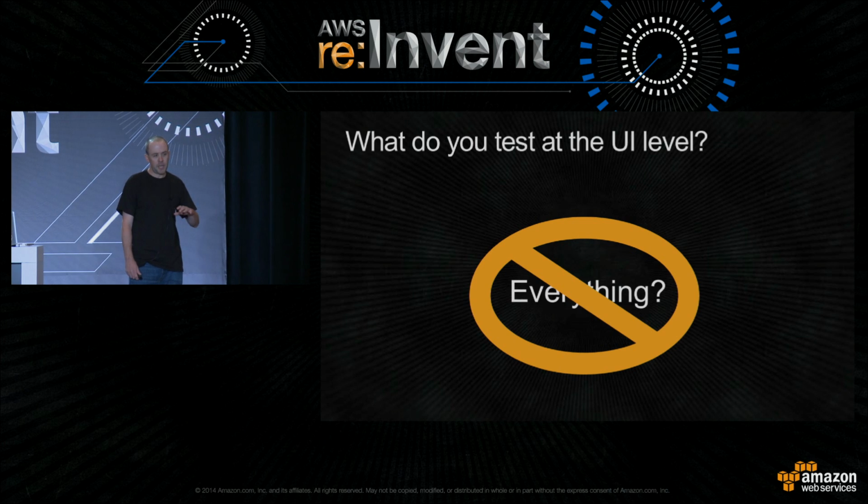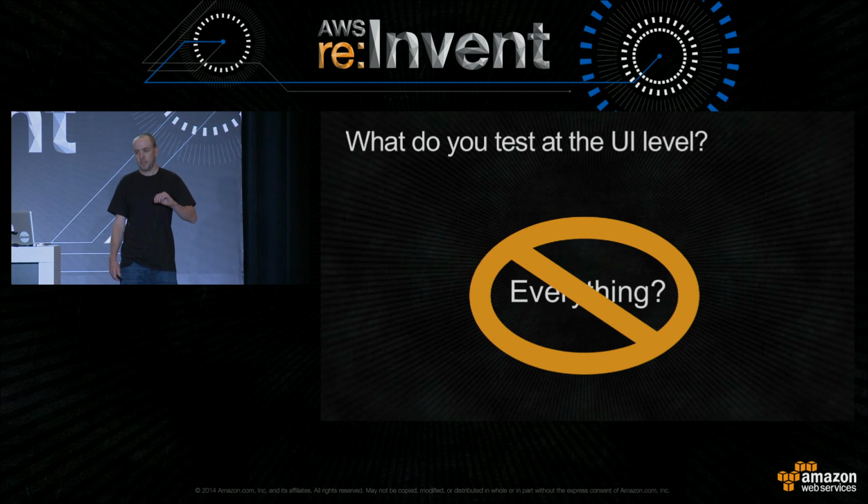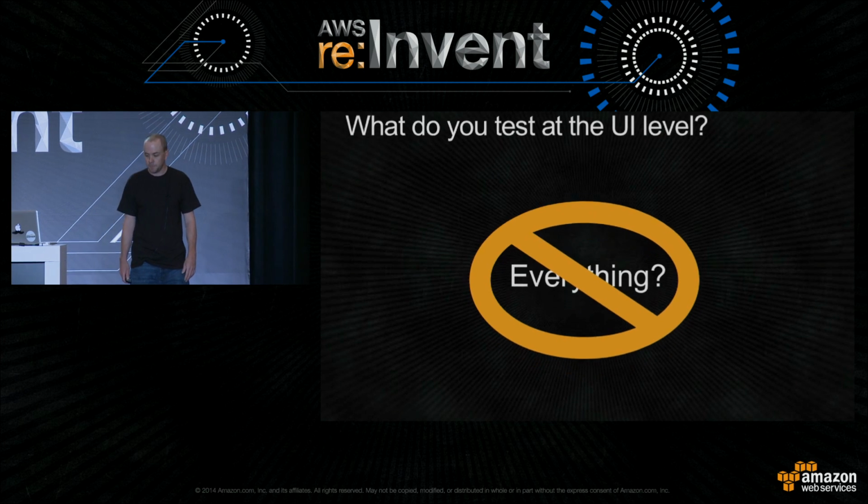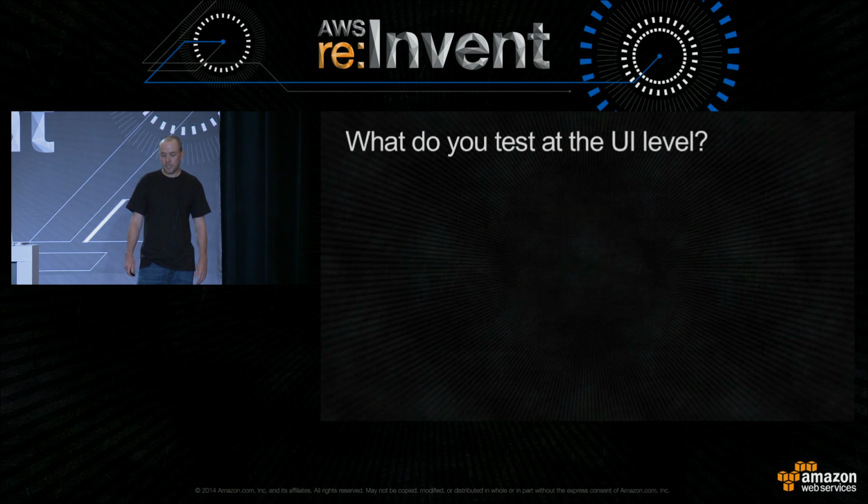So what we try to do is take our tests and push them down as close as we can to the code. And if we can't test them at a lower level, then we'll look at testing them at the UI level. So what do we test at the UI level?